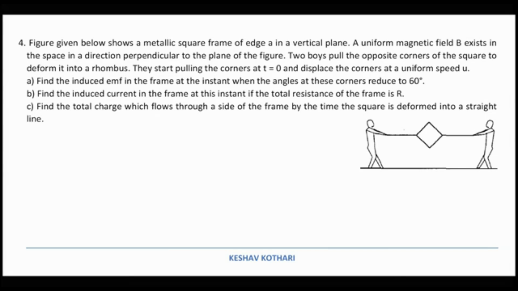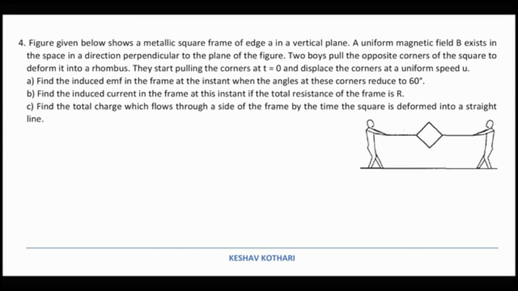Figure given below shows a metallic square frame of edge a in a vertical plane. A uniform magnetic field B exists in the space in a direction perpendicular to the plane of the figure. Two boys pull the opposite corners of the square to deform it into a rhombus. They start pulling the corners at t equal to 0 and displace the corner at a uniform speed u.